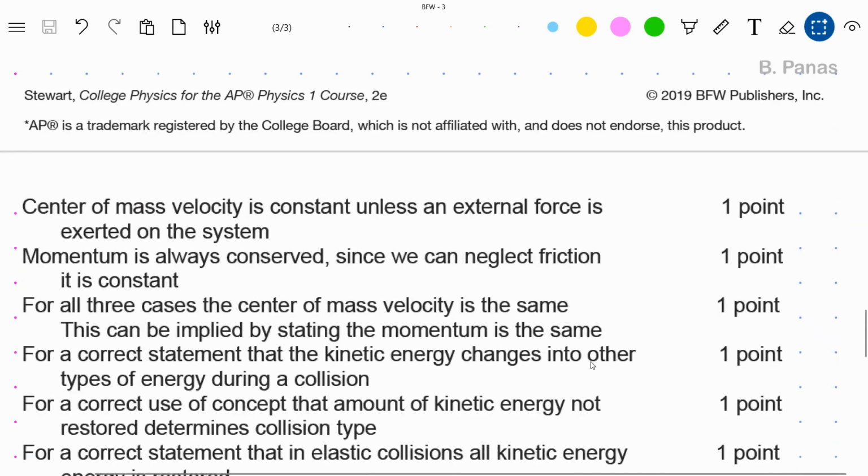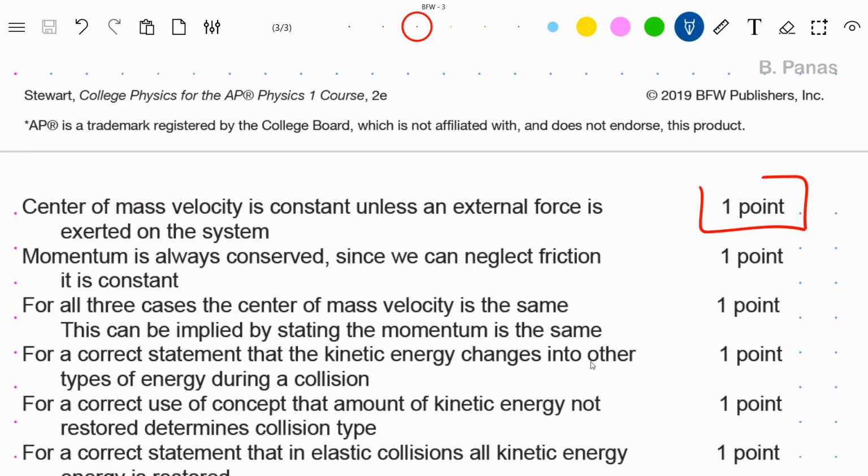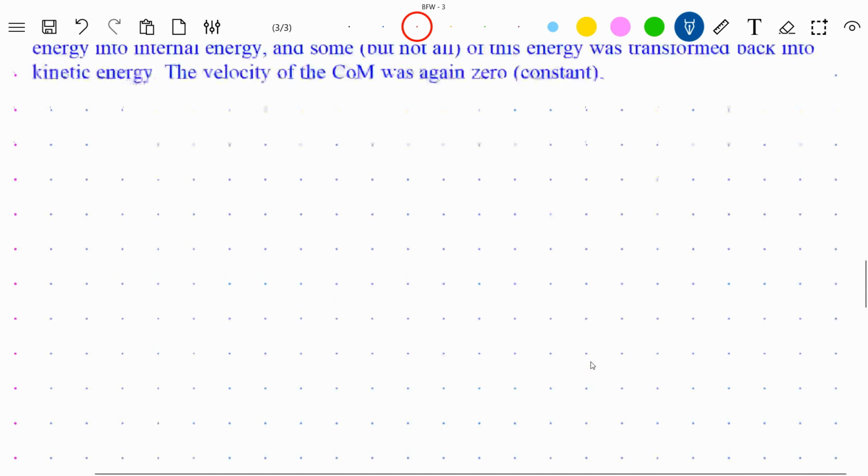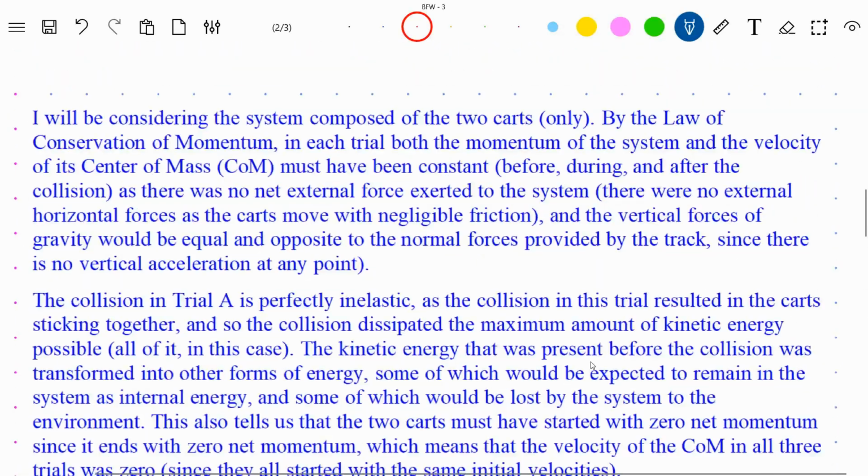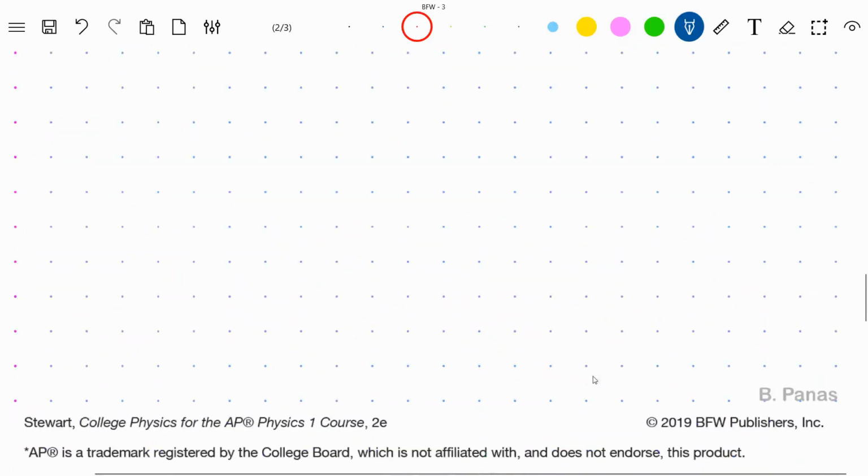So the first point, 1 point, is for identifying that the center of mass velocity is constant. The center of mass velocity is constant unless an external force is exerted. So did I mention that fact? Yes, I did. I said that pretty early on, in fact. I said the center of mass velocity must have been constant, and I even elaborated to say that there was no net force, etc. So that first point is well included early on in my answer.